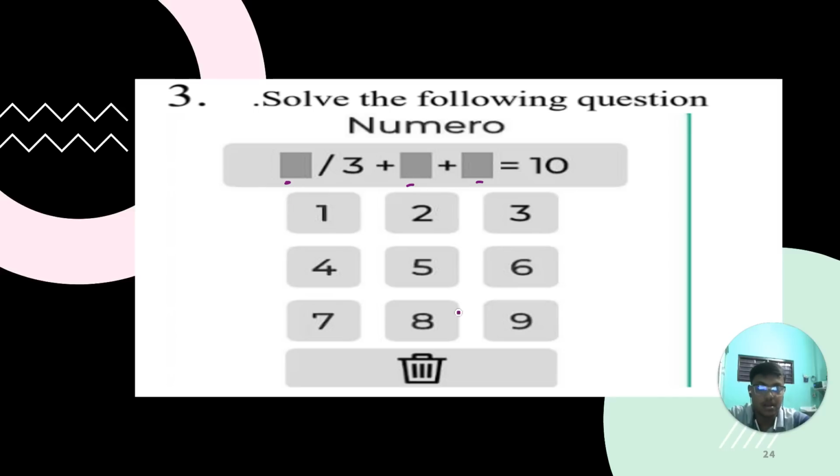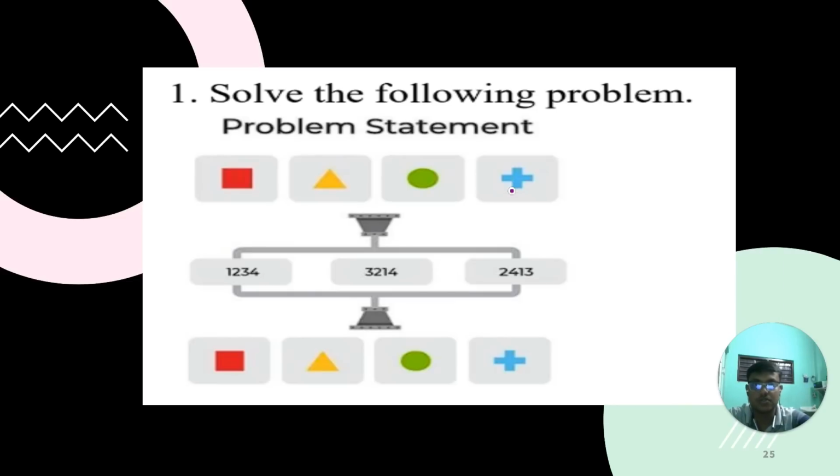Okay. Now, if we use 9 for this, 9 by 3, that would give us 3. Okay. So remaining is 7. Now 4 plus 3 is 7. So if we put 4 and 3 here, we would get our correct option. So 4, 3, 7 and plus 3 is 10. So we have not repeated any number and our correct answer is this. Let's move on to the next problem.